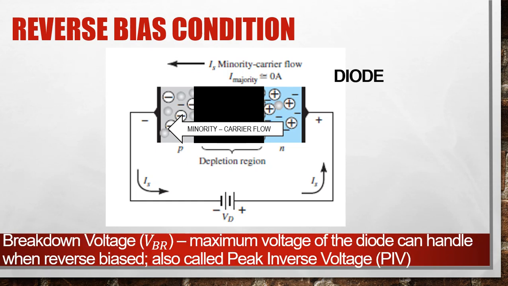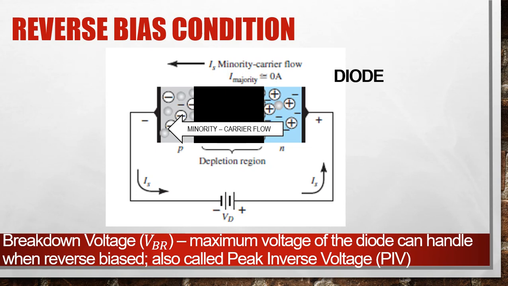Diode has a reverse bias parameter known as breakdown voltage. Breakdown voltage is the maximum voltage the diode can handle when reverse bias. It is also called peak inverse voltage. If this voltage is exceeded, the diode may be destroyed.